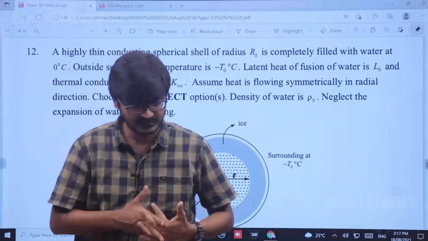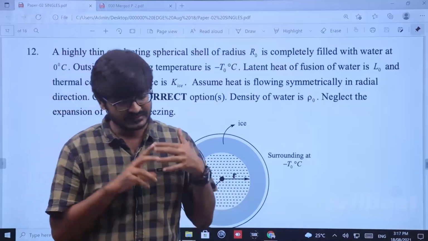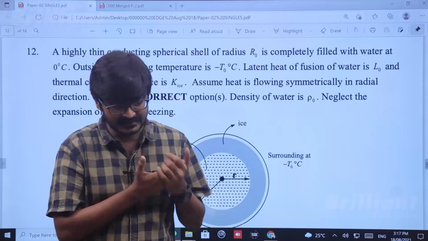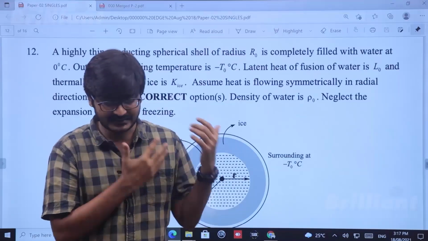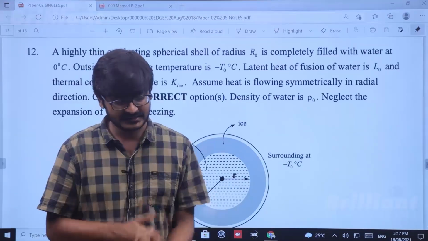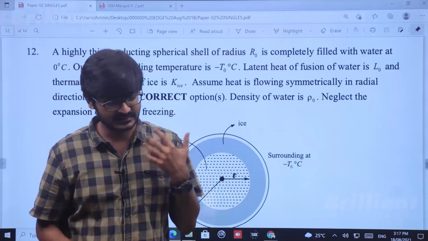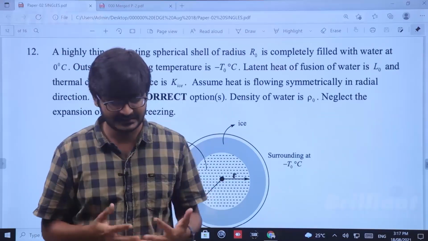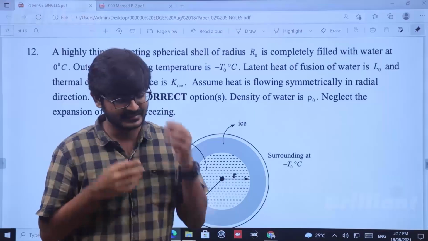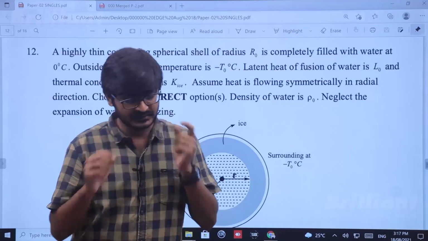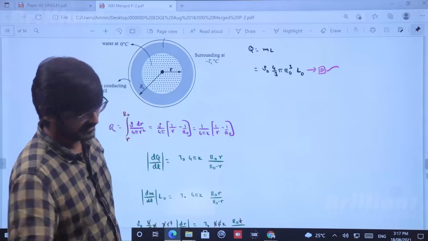Next question, you can pause and read the question. The question says, a highly thin conducting spherical shell of radius R0 is completely filled with water at 0 degrees. The outside surrounding temperature is minus T naught. The latent heat of fusion of water is L naught, and the thermal conductivity of ice is K ice. Assume the heat is flowing symmetrically in the radial direction. Choose the correct options. You can get the last option easily.